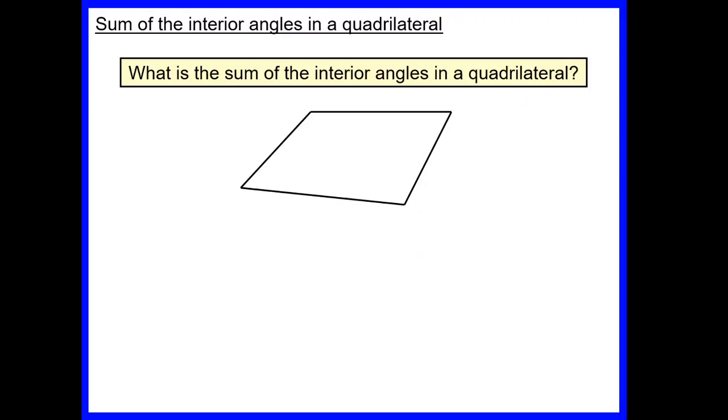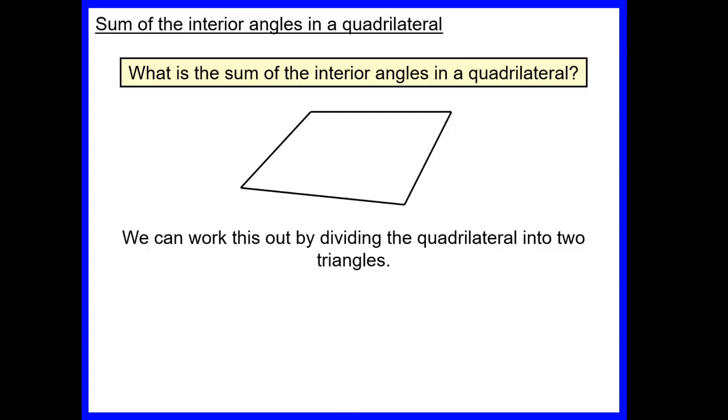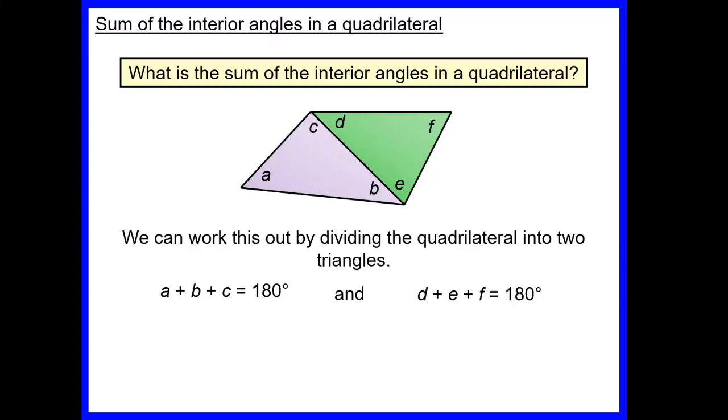Okay. Well, we now know our triangle is 180 degrees, but what about our quadrilateral? Well, hopefully we know the interior angles of a quadrilateral add up to 360 degrees. But can we show that another way? Can we prove that? So how about if we divide our quadrilateral into two triangles? Now we already know the angles in a triangle add up to 180 degrees. So A, B and C are 180 degrees. And we've got our second triangle, D, E and F, and they also add up to 180 degrees.